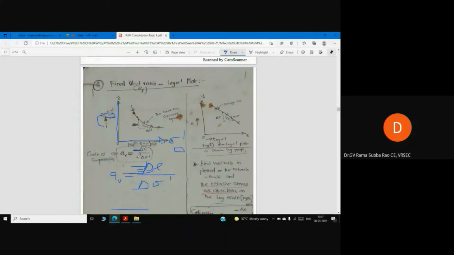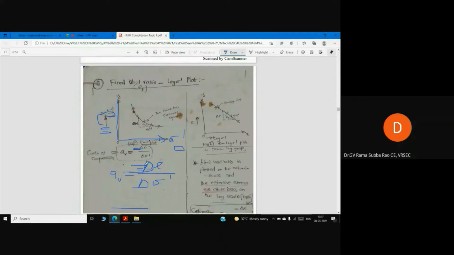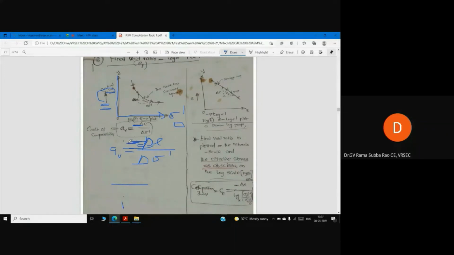This minus indicates that as the stress increases on soil, as the pore water pressure is dissipating from soil, the void ratio is getting decreased. That's why we are writing minus. Now you see, many times we are not happy to show this non-linear curve. We want to make a straight line. So now see, same data we will plot with void ratio on y-axis and effective stress on logarithmic scale.